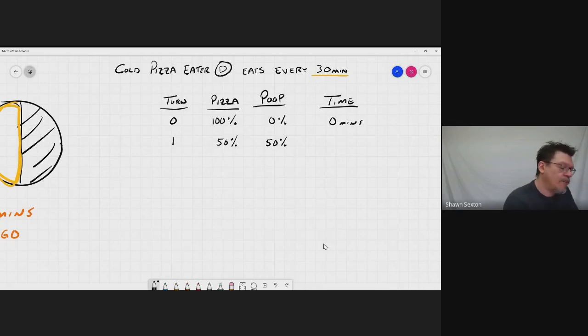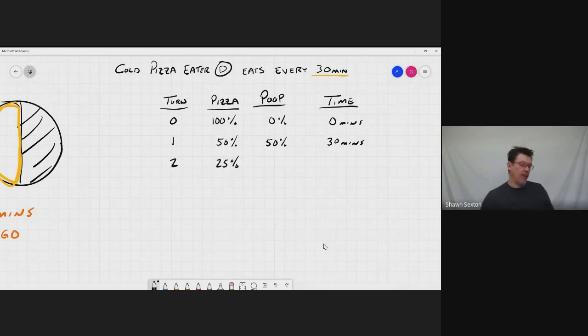All right, and that took 30 minutes. Okay, so then we go to turn 2. Same rules apply. Pizza eater D has to show good manners and eat only half of what's left. So he's going to eat half of the 50%, and that's going to leave 25% left. But here's the thing: he's already eaten half the pizza and turned half of the pizza into poop. Now he's going to eat another 25% and turn that into poop too. So how much poop is there going to be now?